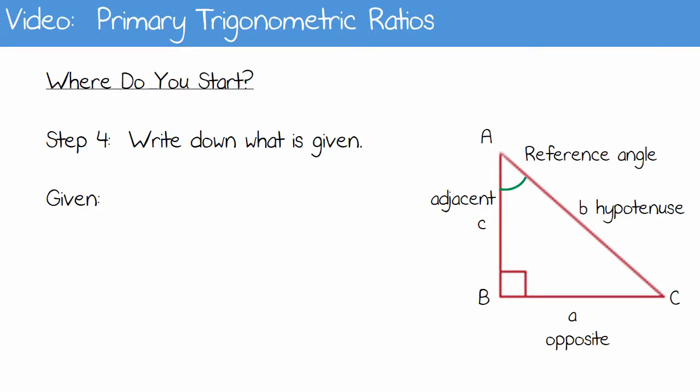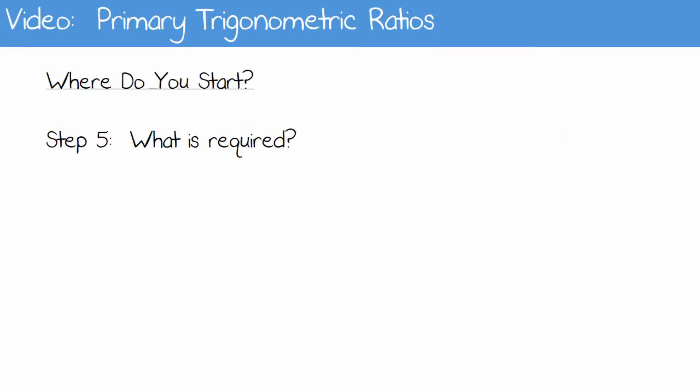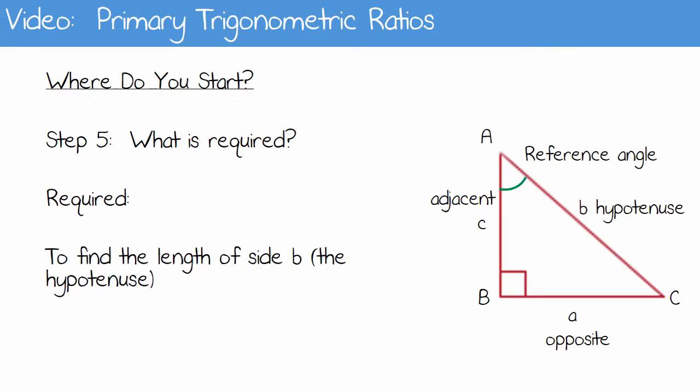From the question, we know that angle A is 40 degrees. We know that side a, or the opposite side, is 5 centimeters. What is required? To find the length of side b, which in our diagram represents the hypotenuse.